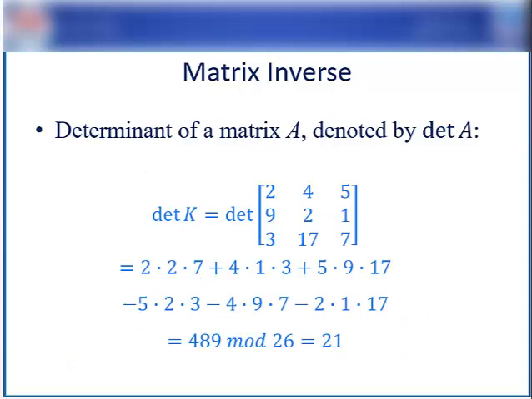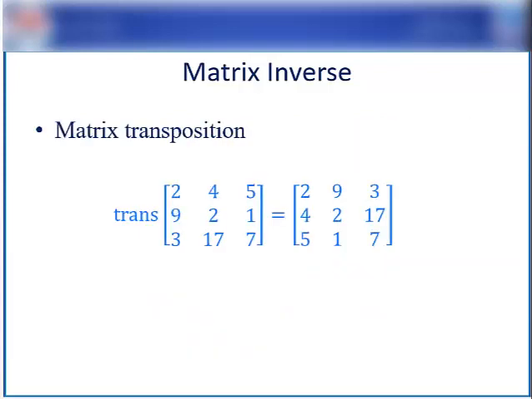As the size of the matrix increases, the complexity of calculating the determinant also increases. So in our case, we have a 3 by 3 matrix, so we can easily calculate the determinant, which is 489. Taking the modulo 26 gives us 21. So we are done with calculating the determinant. The next operation is matrix transposition, which is simply rewriting the rows of the original matrix as the columns of the new matrix. So each row is rewritten as a column.